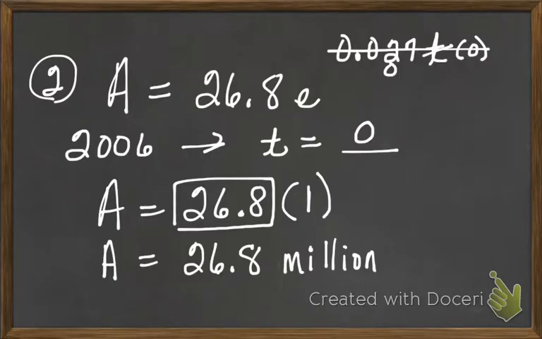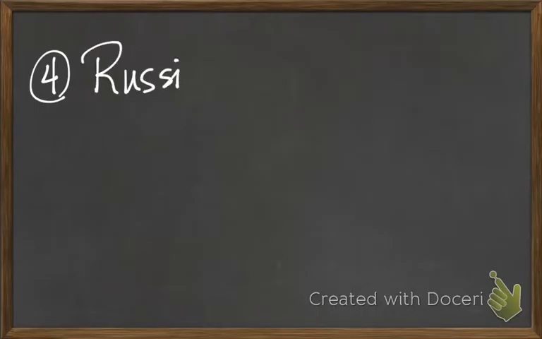4 says, which country has a decreasing population? You can just look at the equations. Which country has a decreasing population? Russia. Why? It has a negative k. It says, by what percentage is the population of that country decreasing each year? So you can just take the k value. All right, it's negative 0.004, right?